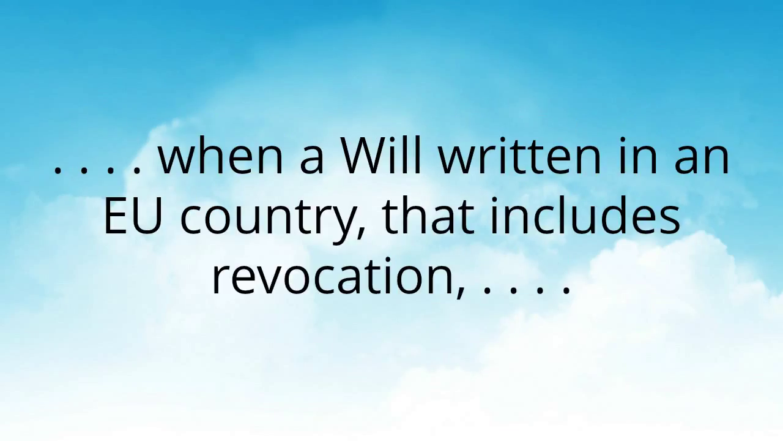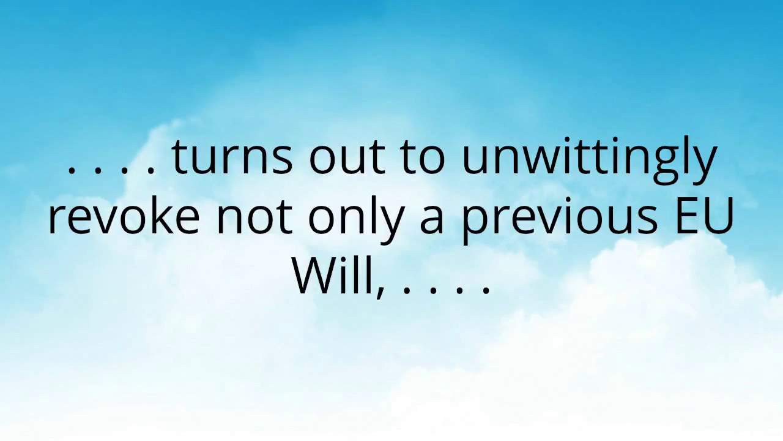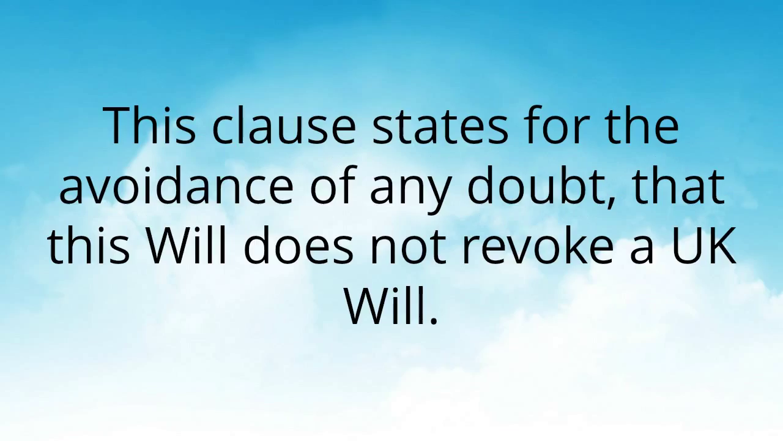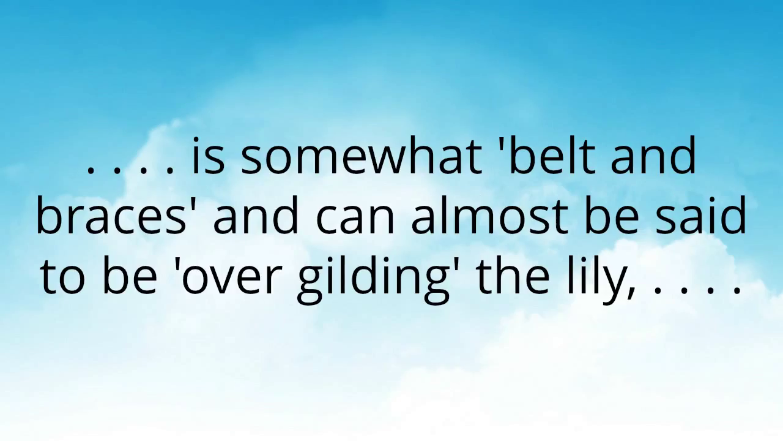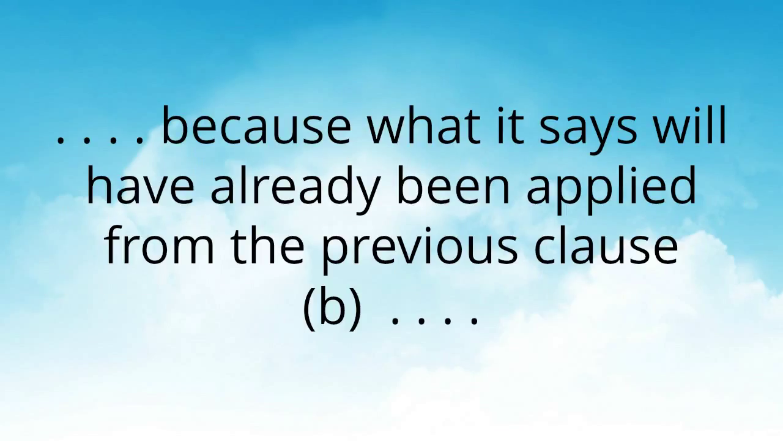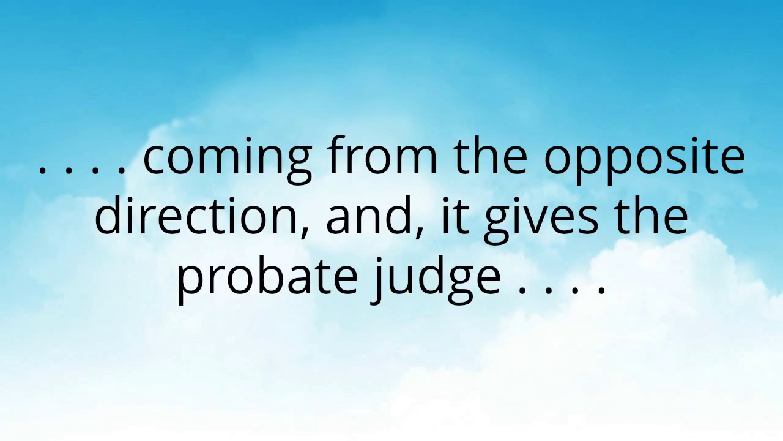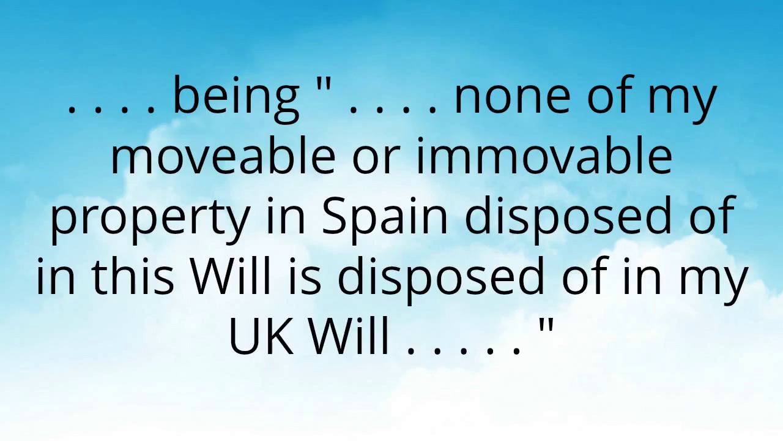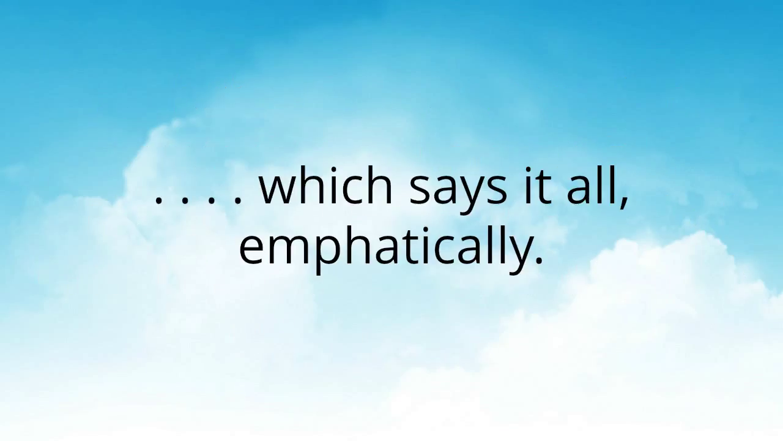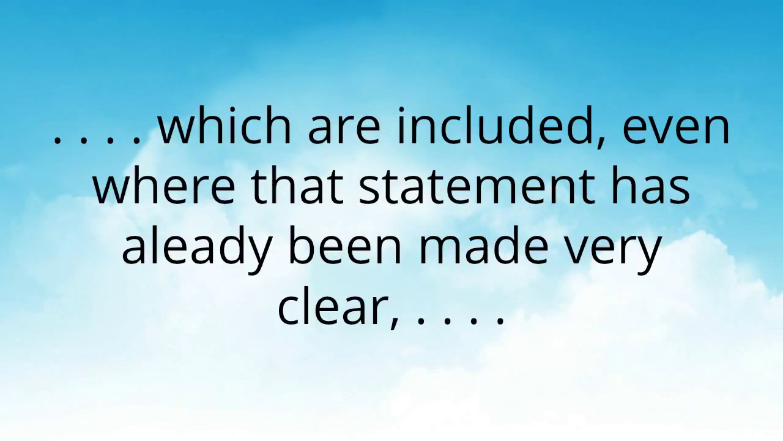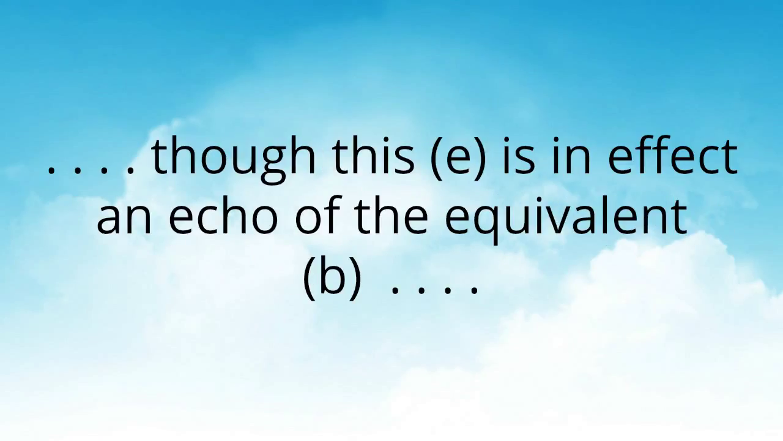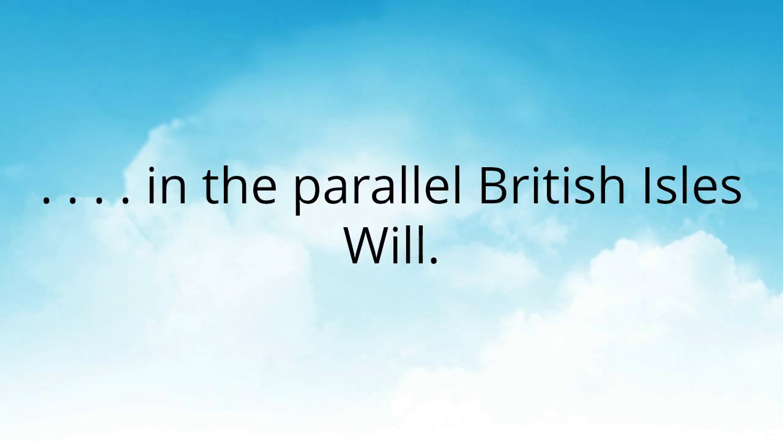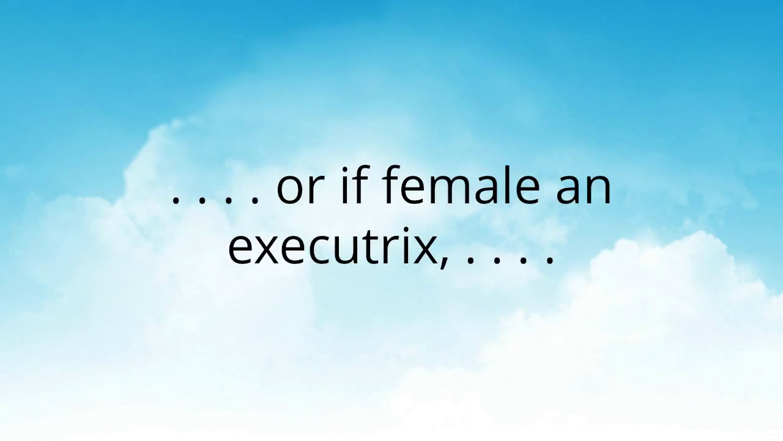Though this one at E is in effect almost an echo of the equivalent B in the parallel British Isles will. A parallel EU assets will appoints an executor, or if female an executrix, notwithstanding that there's no such animal in Spain or anywhere in the Napoleonic Code. This won't offend the notary, who realises of course that this is a British Isles will, and notaries who live in areas where there are a large number of English-speaking people are also broadly aware of the nature of English wills and how they operate.